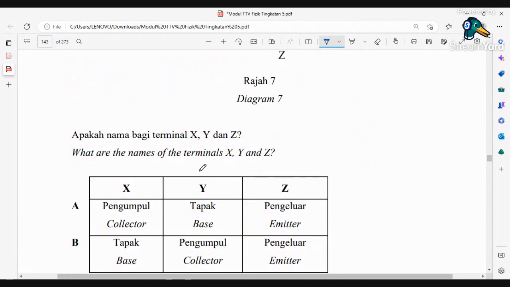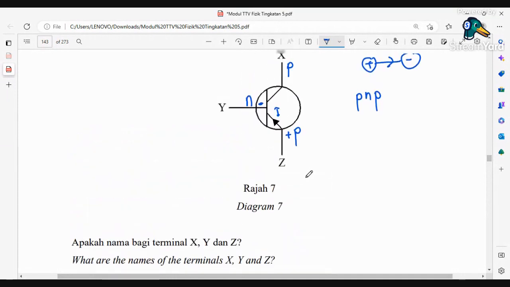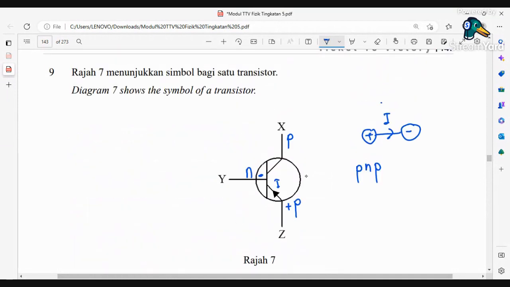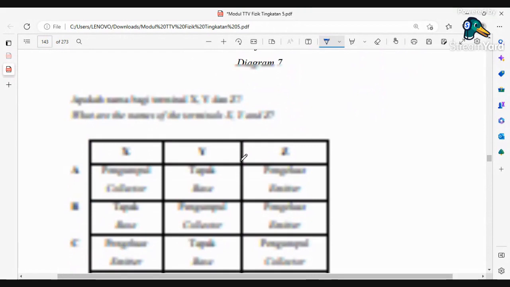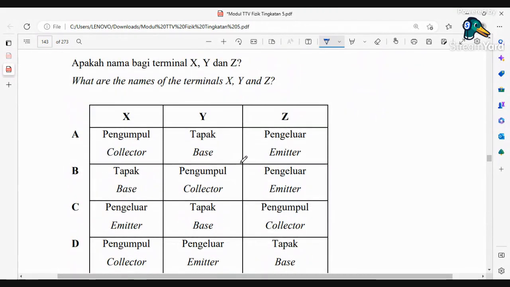What are the names for terminals X, Y, Z? X is collector, Y is base, Z is emitter. Collector, base, emitter. Okay.